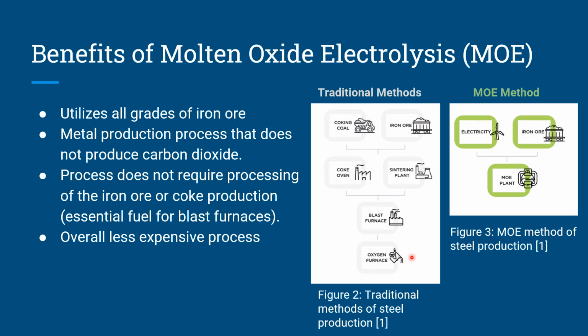Also, instead of coke, some traditional methods use a sintering plant to convert powdered iron ore into a solid, which is then used as material for a blast furnace to produce iron. With the MOE method, you only need iron ore, electricity, and the MOE cell from the previous slide to produce liquid metal. By removing the coke and coal process, the coke oven, the sintering plant, the blast furnace, and the oxygen furnace, you end up saving millions of dollars and reducing the pollution caused by traditional steel production tremendously.